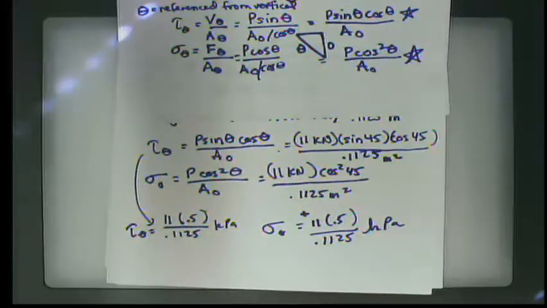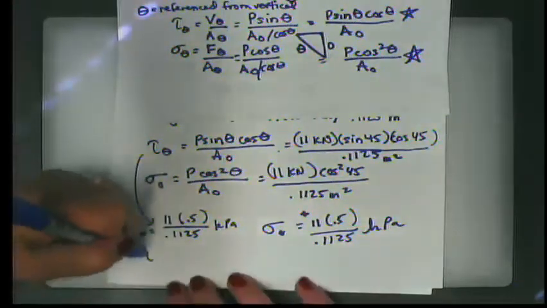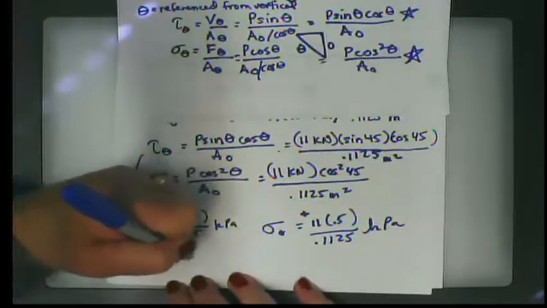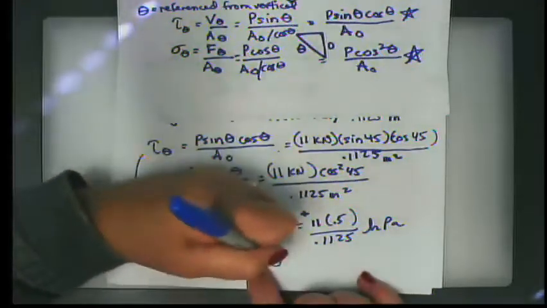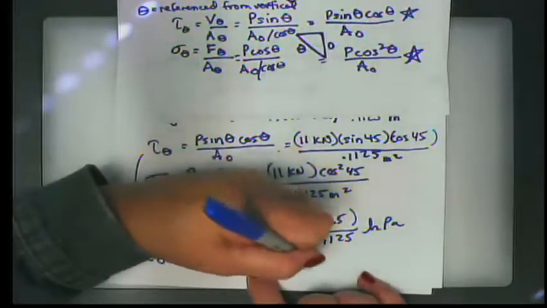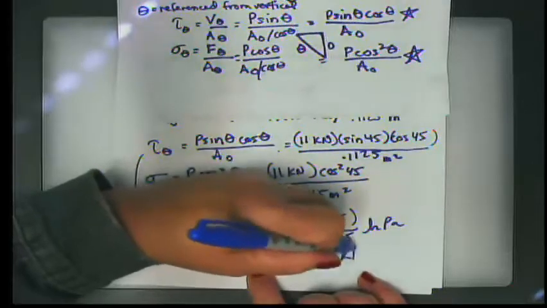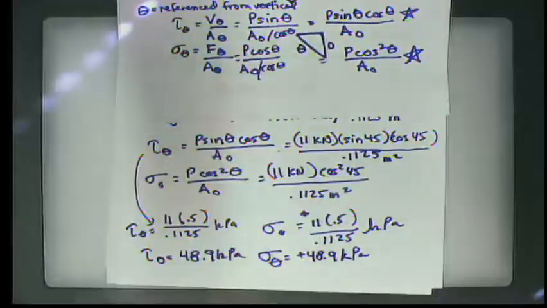So if I take that, multiply it by 11, and divide it by 0.1125, I get a value of 48.8, or 48.9, pardon me, 48.9 kPa, and sigma sub theta is positive 48.9 kPa. If we're in compression, it would be a negative value. Okay, now there's two things that I would like you to see here. First of all, you can see tau sub theta and sigma sub theta have the same value when the angle is 45 degrees.